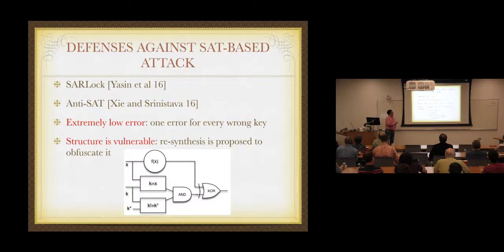The first one is that it has extremely low error. It means for each wrong K, there is only one error. All the inputs will generate the correct output, and there is only one input that will make a difference. So that is the problem with the extremely low error. Also, the structure is vulnerable, because you cannot just give this as the encryption circuit. The attacker can simply look at the structure and say, oh, this is the original circuit, and take it. So you have to do some obfuscation. I think what is proposed here is some resynthesis. I'll talk about that later.